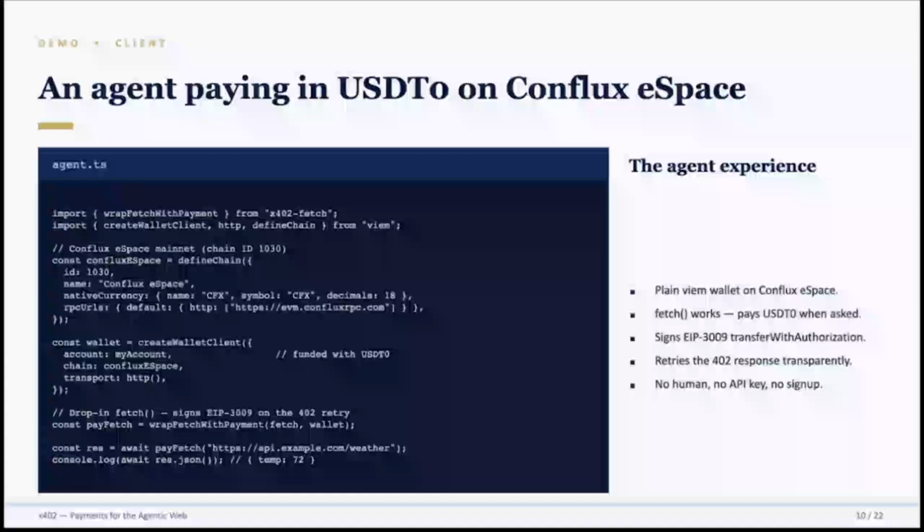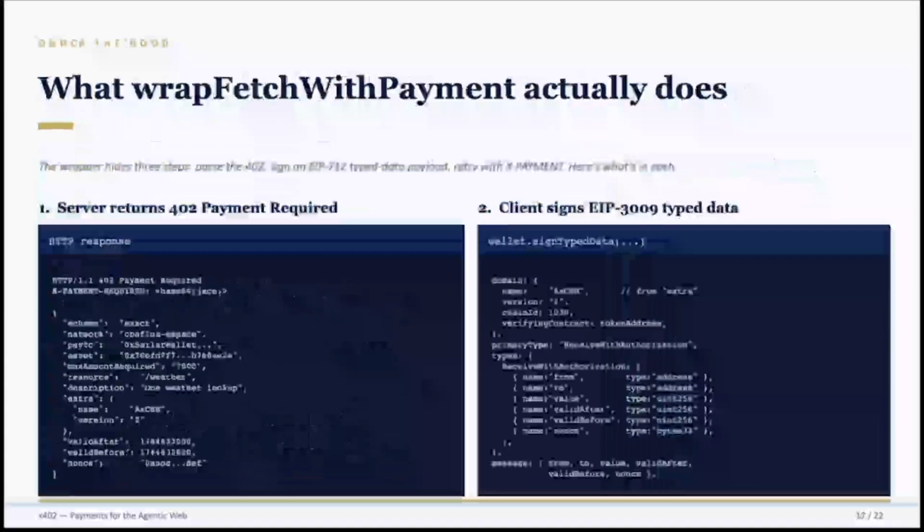But what is it that you're actually signing? On the left-hand side, what you're signing is a payment schema, and on the right-hand side, you are sending back to the server the domain, which is basically the asset. So you're saying we're going to pay in AxCNH version 2 on chain ID 1030, which is Conflux eSpace, with the token address of AxCNH. And the way we're going to do it is receive with authorization, which is a function. We'll go into a bit more detail on what that is and the difference between transfer with authorization and receive with authorization.